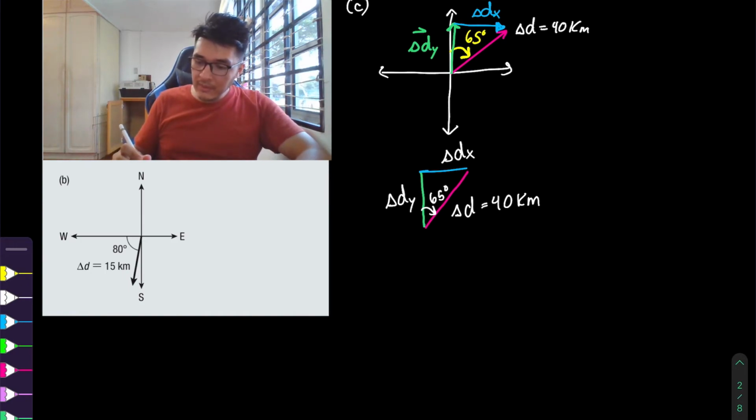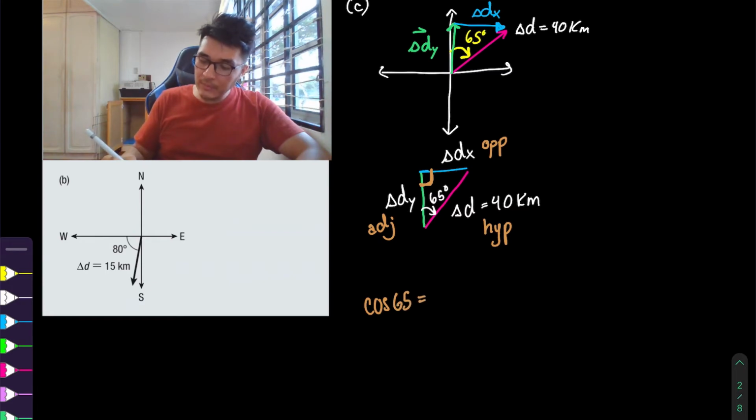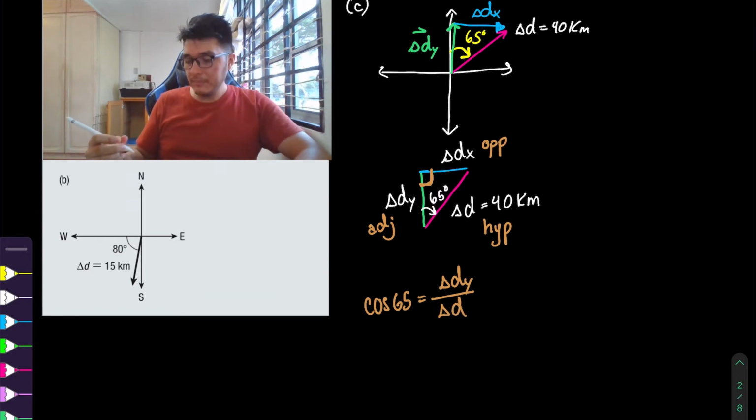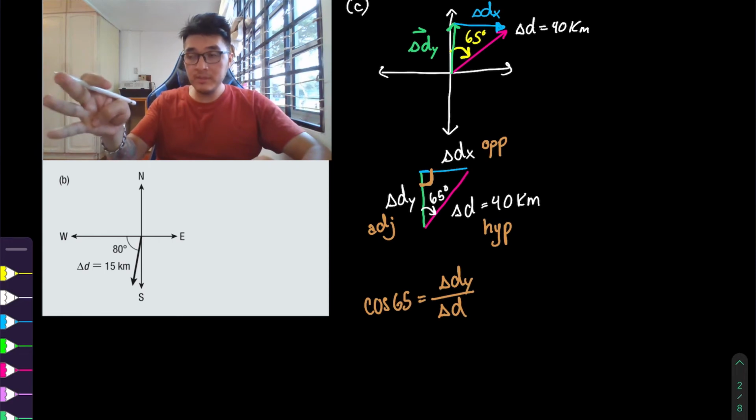So considering the angle 65 degrees, and because here we have another right angle triangle, from the 65 degrees, we can label the opposite side, the adjacent side, and the hypotenuse. So in this case, cosine of 65 is going to be delta dy over delta d. So you see right away, cosine is actually connected with the delta dy, which is the y component.